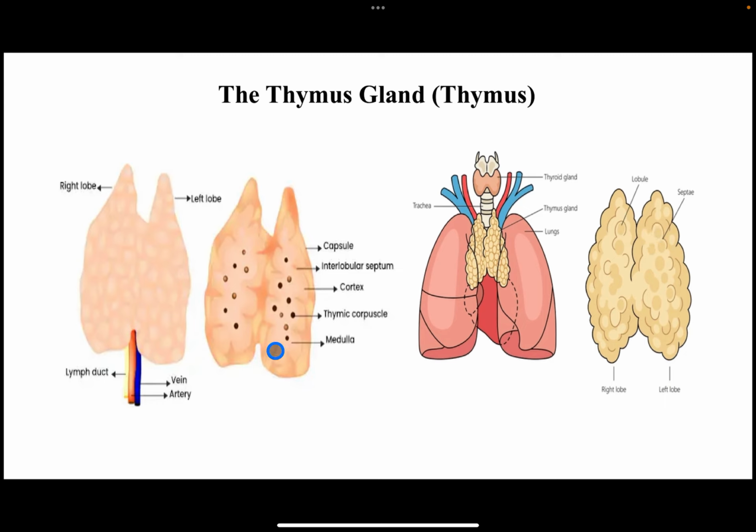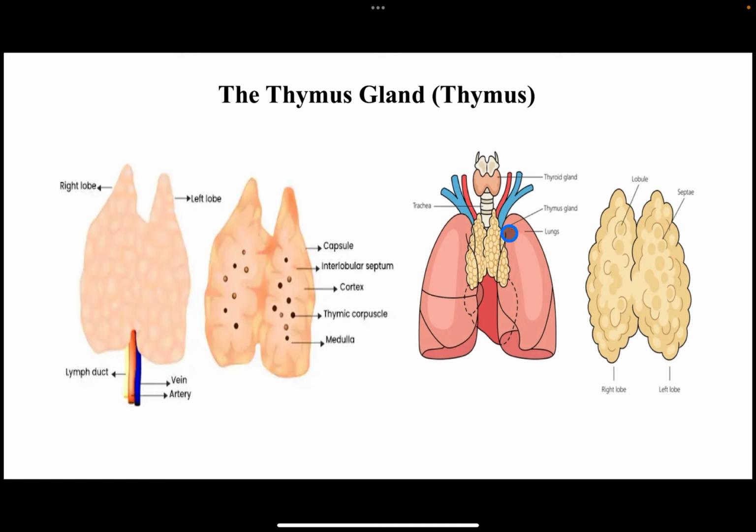Then within the cortex, we have the thymic corpuscles. We have the thymic corpuscles within the lobules. So basically, that is the anatomical description of the thymus gland.